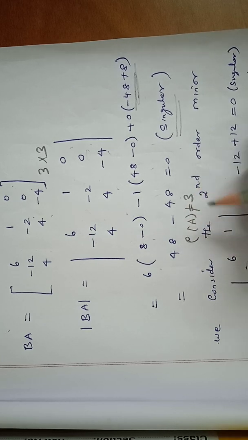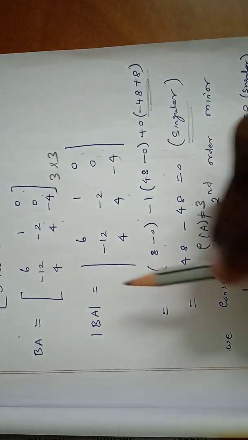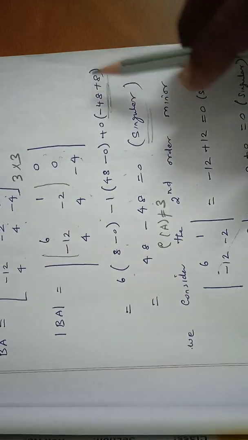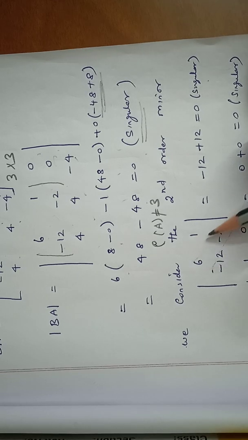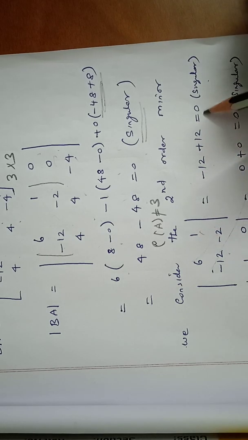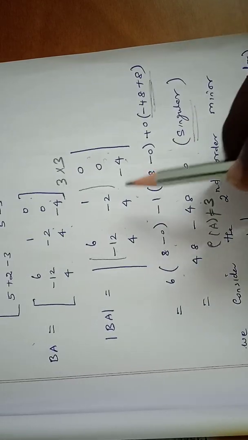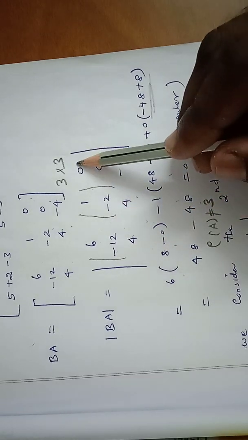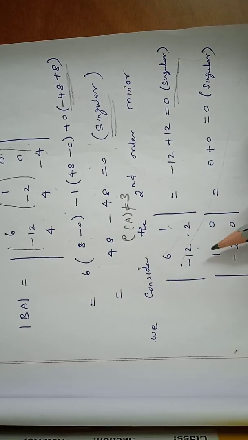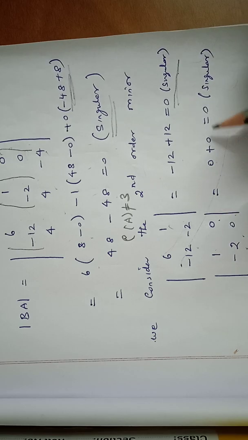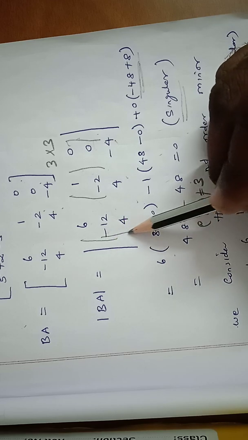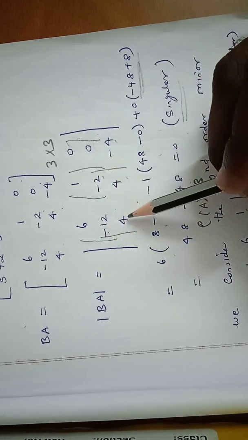Singular means the rank value is not equal to 3. So we have to consider the second order minor for this expression. First we have to consider this minor: 6 1 minus 12 2. So again determinant value 6 into 2 is 12, minus 1 into minus 12 is plus 12. Again this one is singular. So again we have to consider another minor. Minus 1 0 minus 2 0, 1 into 0 is 0 and minus 2 into 0 is 0. This is also singular.